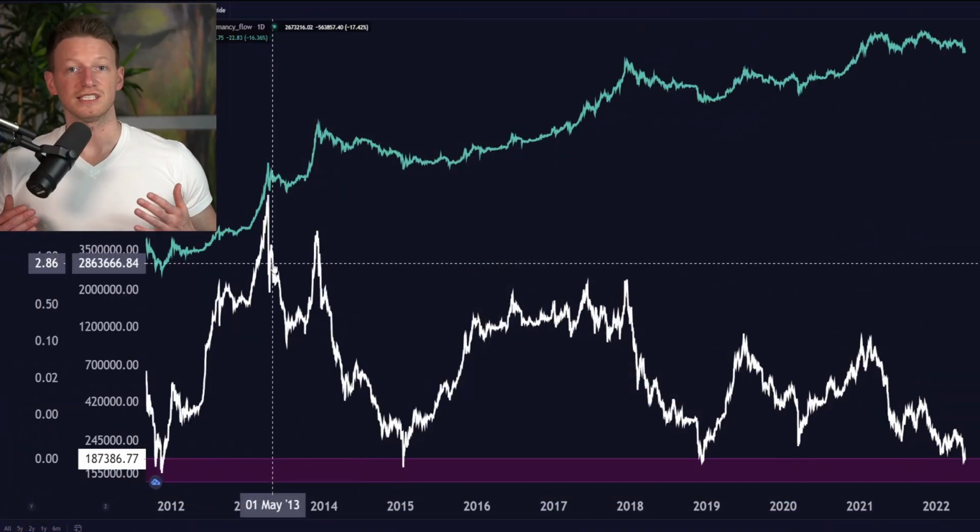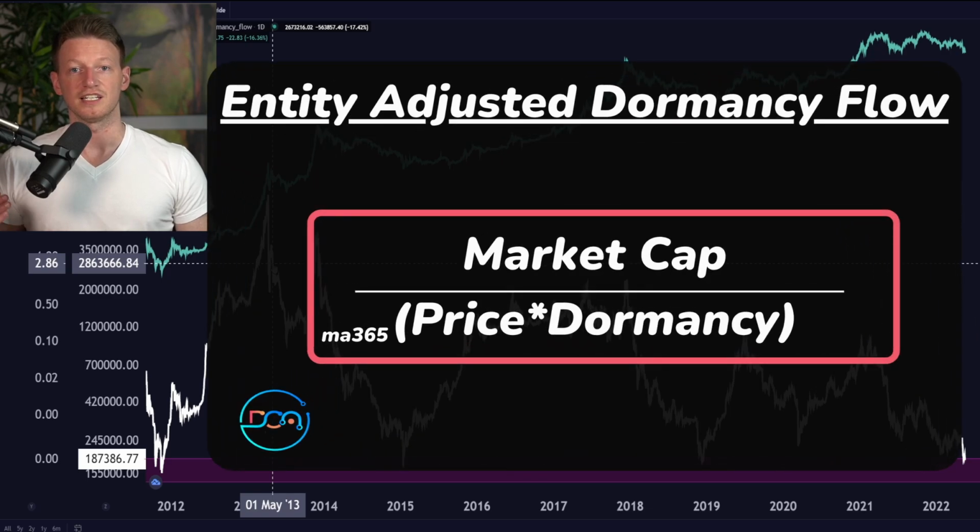And with that, now we can come up with an additional metric. And this will be the metric we're going to talk about today. This is going to be the entity adjusted dormancy flow. And ultimately, this is going to be the metric which has identified the market cycle bottoms in each market cycle so far. And we're going to talk about why that is. Okay, so this is the entity adjusted dormancy flow. And you can see that it's market cap divided by the annualized price times the dormancy. So what does that mean exactly?